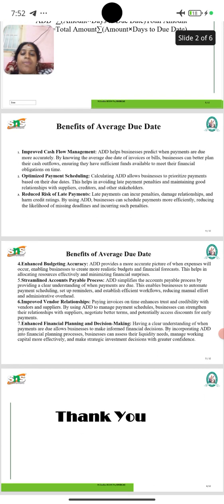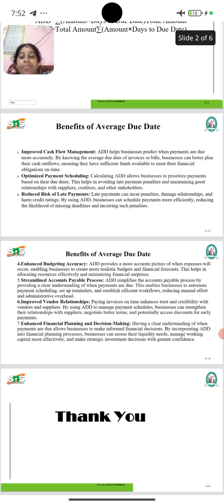Benefits of average due date: enhancing budgeting accuracy. Average due date provides a more accurate picture of when expenses will occur, enabling the business to create more realistic budgets and financial forecasts. This helps in allocating resources effectively and minimizing financial surprises.